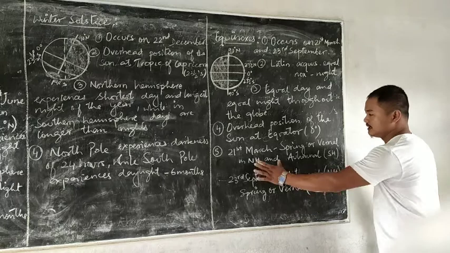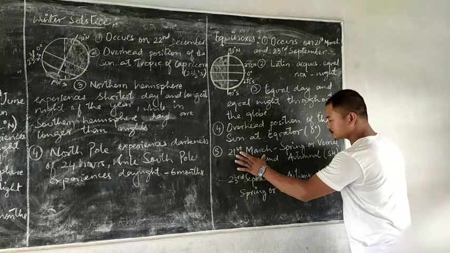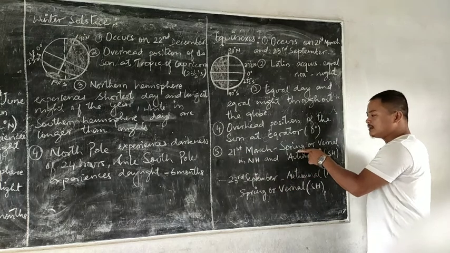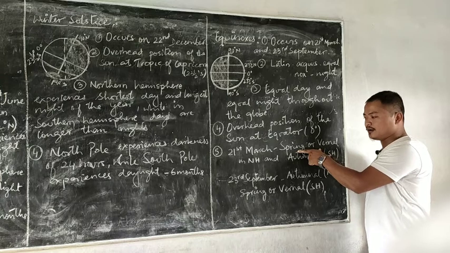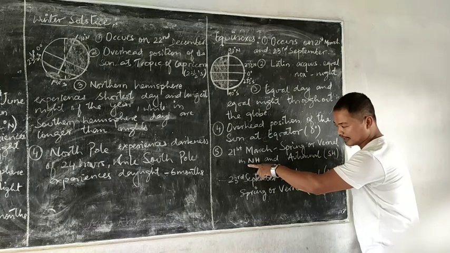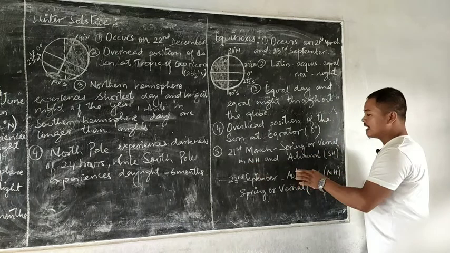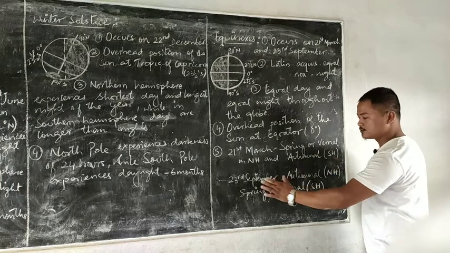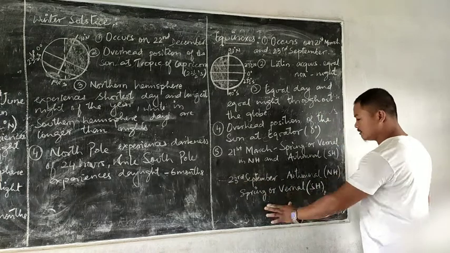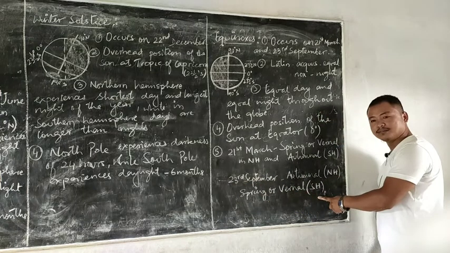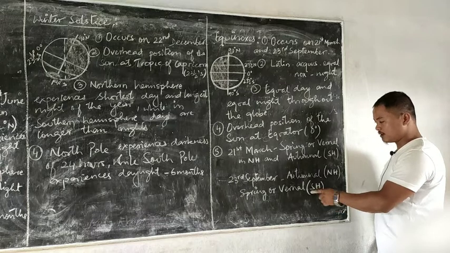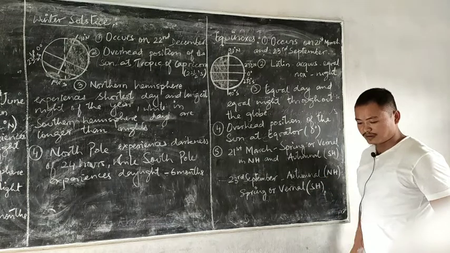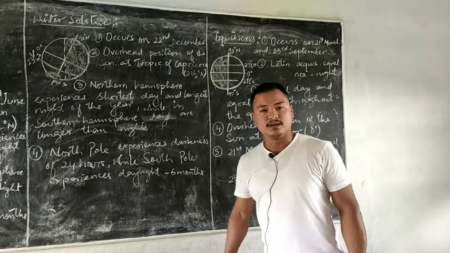So on 21st of March, it is experienced as spring or vernal equinox in the northern hemisphere, NH as abbreviated, and it is an autumnal equinox for the southern hemisphere. While on 23rd of September, in the northern hemisphere we experience the autumnal equinox, while the southern hemisphere experiences the spring or vernal equinox.